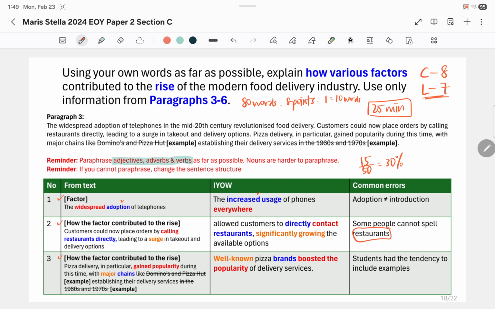Okay, next one. I realize that some of you are still putting in examples. I'm not sure why, because examples do take up a lot of word count and you don't need examples to make your point in your summary. So don't do this. Okay, the rest you can read on your own.